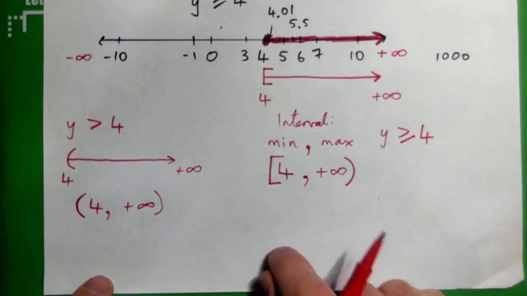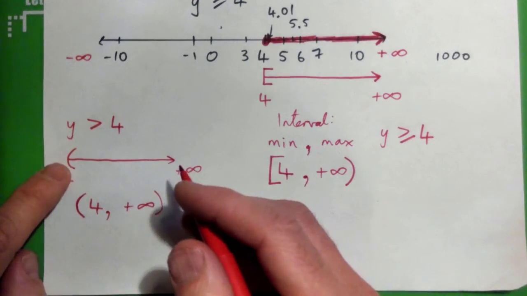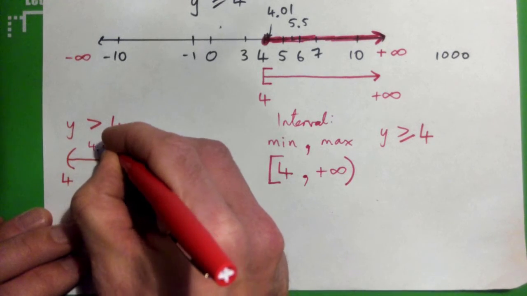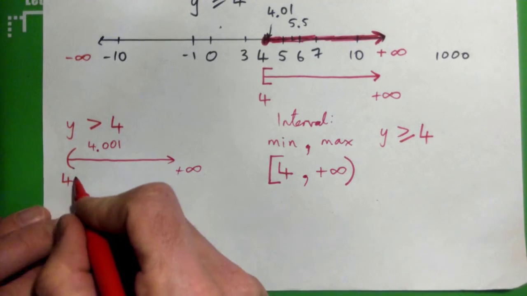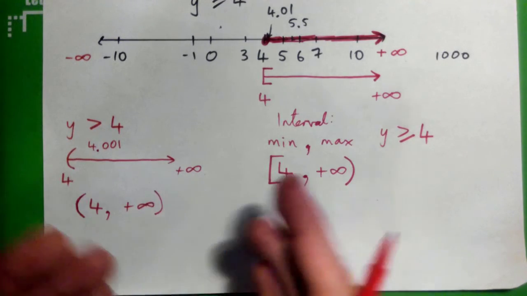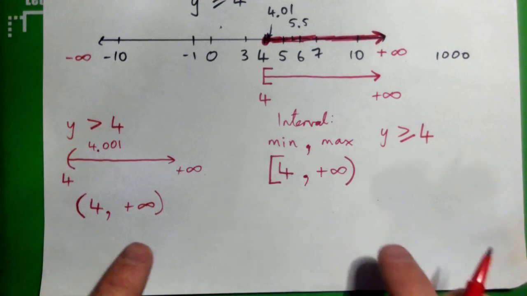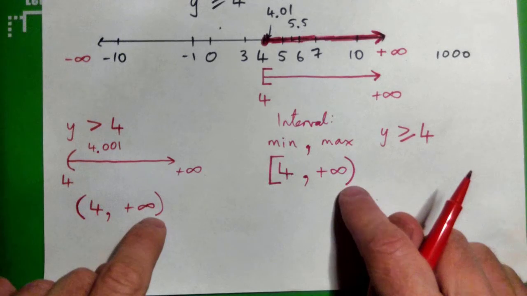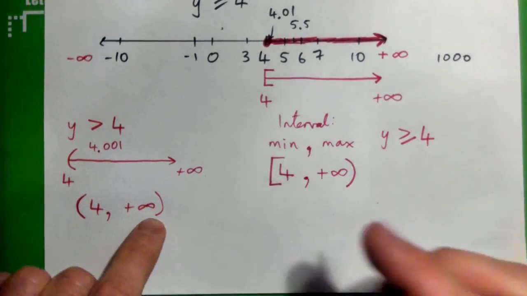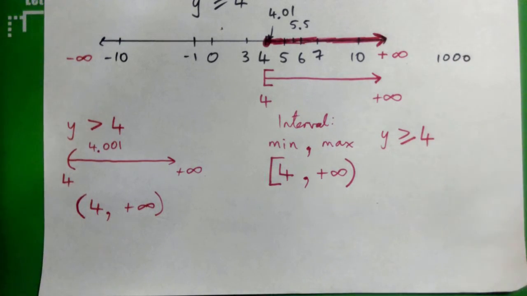And the reason is, if it's greater than 4, you can have something like 4.001 or whatever, but you don't include 4. You can have something that's just a bit more than 4, but not 4, right? And there's a parenthesis beside the infinity because we can never get to infinity. As soon as you got there, you could go further, right? So you can never include infinity. You go towards it, but you don't ever get there, right?